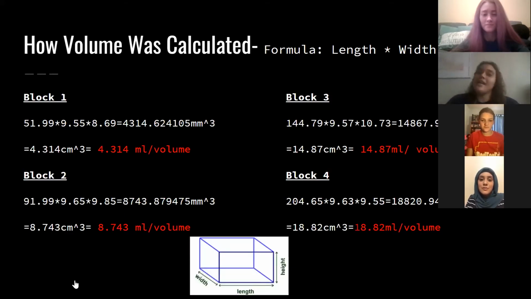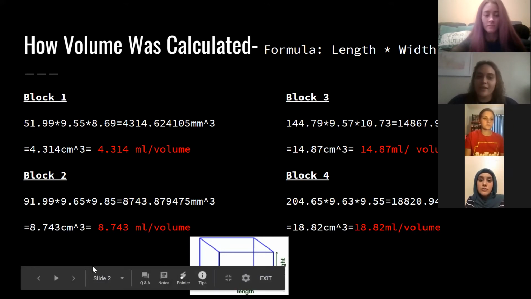And so I had this slide where you had to calculate volume, and the formula to calculate volume is length times width times height. For block one, I just calculated the length, width, and height, and I got the answer as 4.34 milliliters per volume.